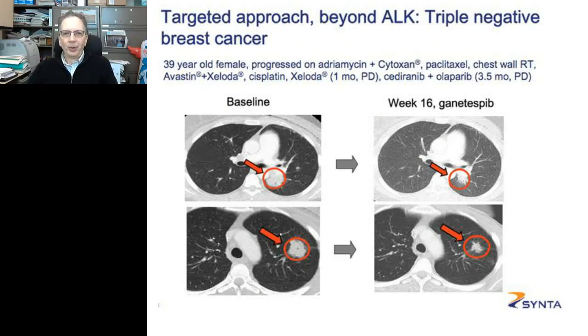This is a patient with triple-negative breast cancer, so not dependent on HER2, and actually it's not clear what drives this particular form of breast cancer, and yet it also responds to single-agent HSP90 inhibitor after not responding to a series of therapies. So HSP90 inhibition is likely to have a broad applicability in a number of different types of tumors that are driven by different molecular targets.